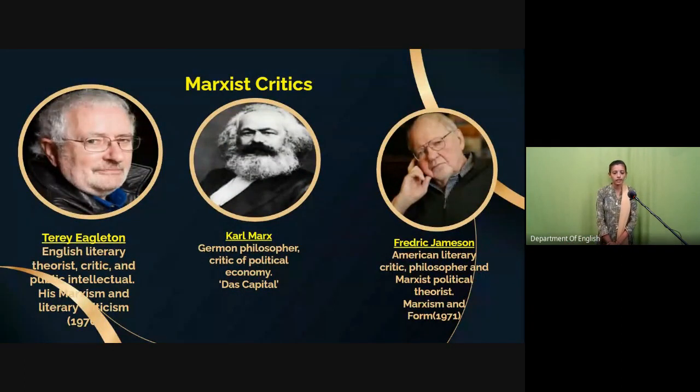The main Marxist critics: Terry Eagleton, who is the most famous English literary theorist, critic, and public intellectual, and his most famous work is Marxism and Literary Criticism in 1976. Another one is Karl Marx. Karl Marx was one of the most famous Marxist critics, a German philosopher and critic of political economy, and his most famous work is Das Kapital.